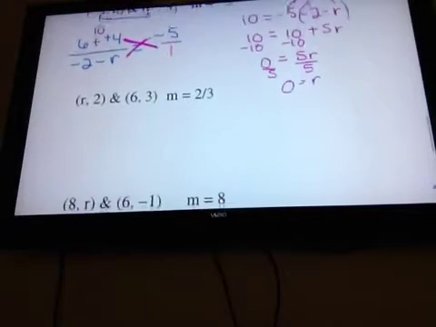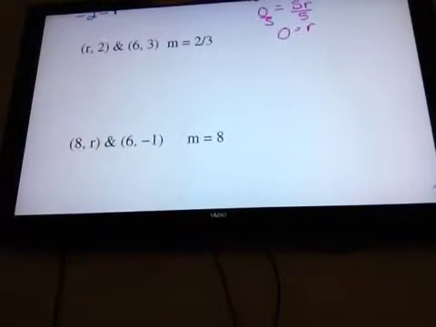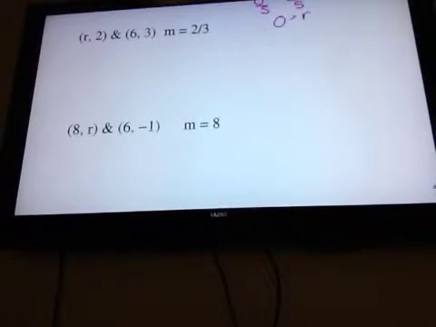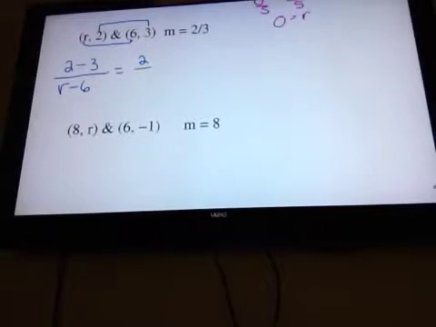Okay, we're going to do 2 more problems like that. And hopefully you'll get that down, repetition. Okay, so I'm going to set it up the same. Y minus y, so 2 minus 3, y minus y, over x minus x, r minus 6. And I know that that answer is going to be 2/3. They're telling me that the answer is 2/3. I've got my fraction, so I don't need to put it over 1 because I've already got a denominator.